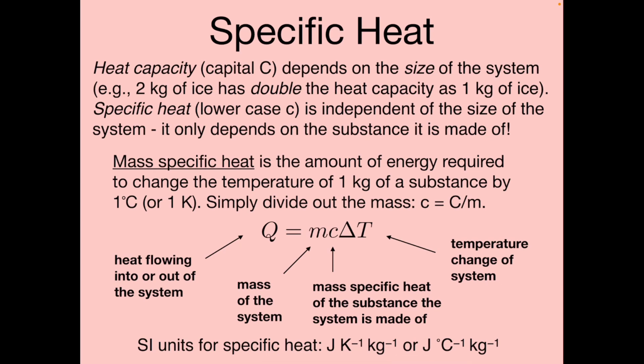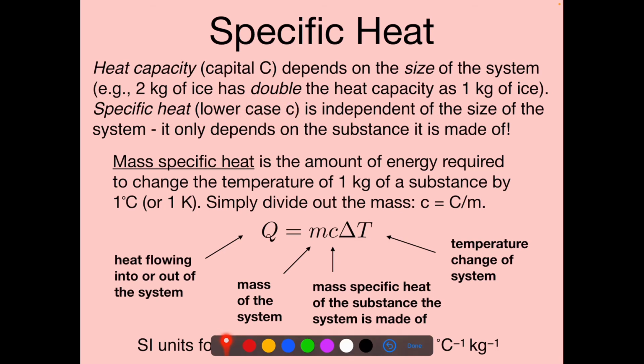And that takes us to specific heat. Now, the problem with heat capacity, capital C, which we just defined, is that it depends on the size of the system. For example, if I had 2 kilograms of ice, that would have double the heat capacity as just 1 kilogram of ice, even though I'm talking about the same material. So we want a way of talking about how easy it is to heat something up or cool something down that is independent of the size of the system. It just depends on the material that it's made out of. That's where specific heat comes in, and specific heat is given by lowercase c.